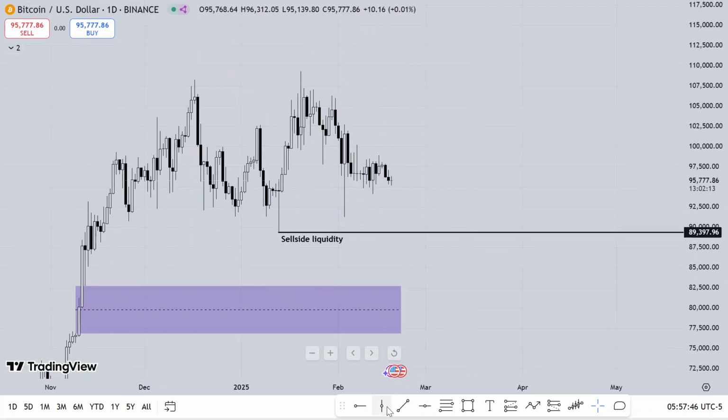So with that out of the way, let's get right into it. This sell liquidity target is also the previous monthly low, which is January's low. So we are targeting January's low from this current February's price action.